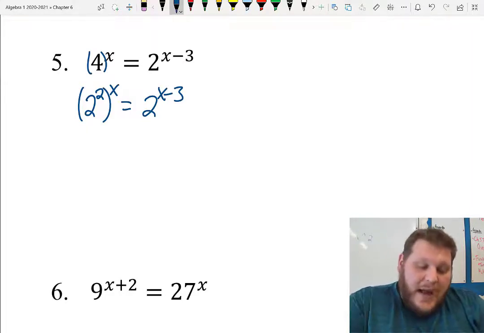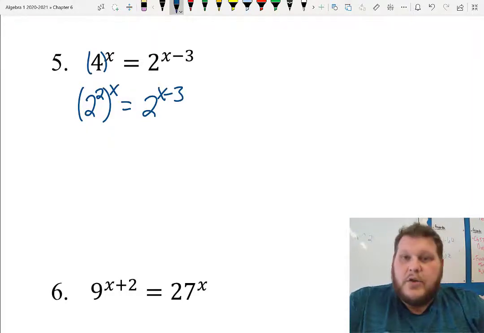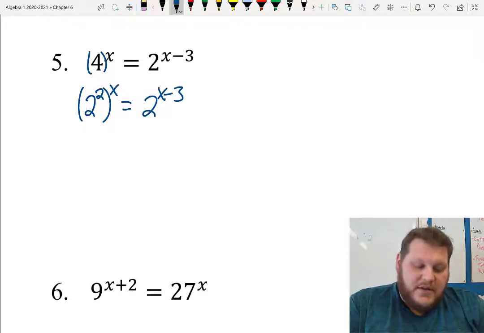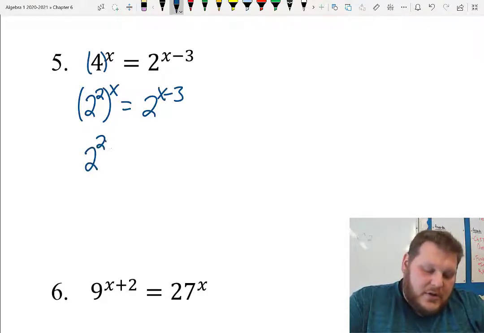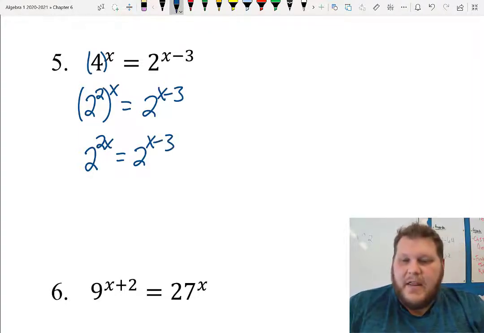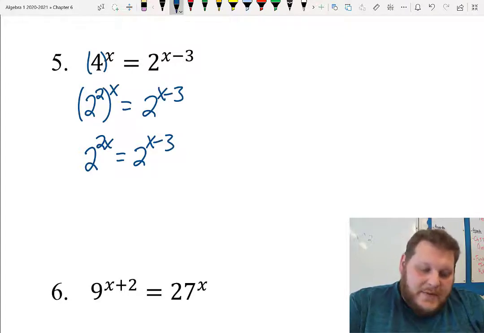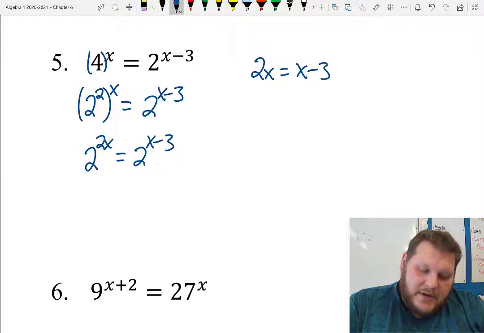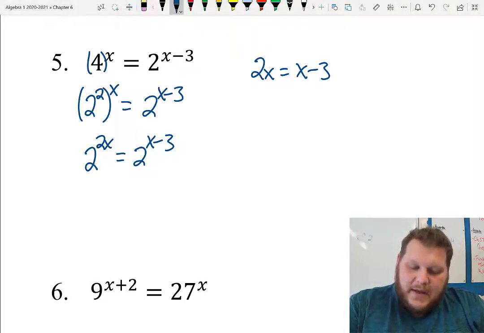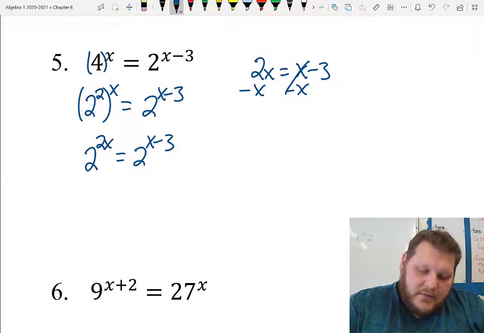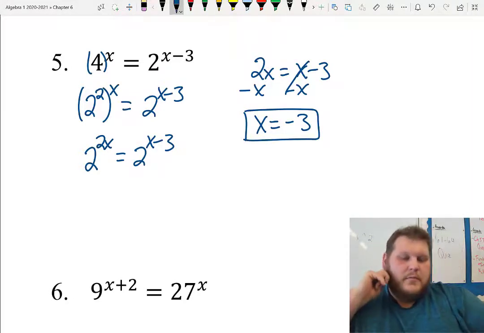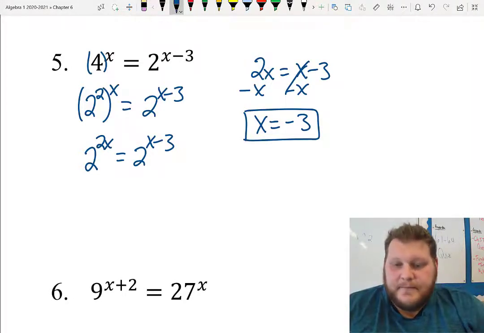So here I have to do the power rule on the left side. 2 squared to the x power, a power to a power, tells us we multiply. So this is 2 to the 2x equals 2 to the x minus 3. And now that we have that, we can set my two exponents equal to each other. 2x equals x minus 3. And I can get my variables together on the left side. Subtract x to move my x's over. I end up with x equals negative 3. And that's my solution for number 5.